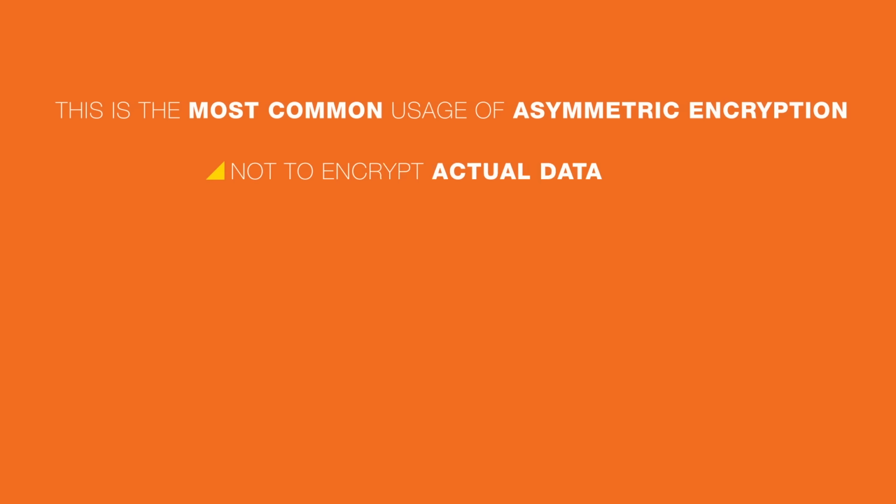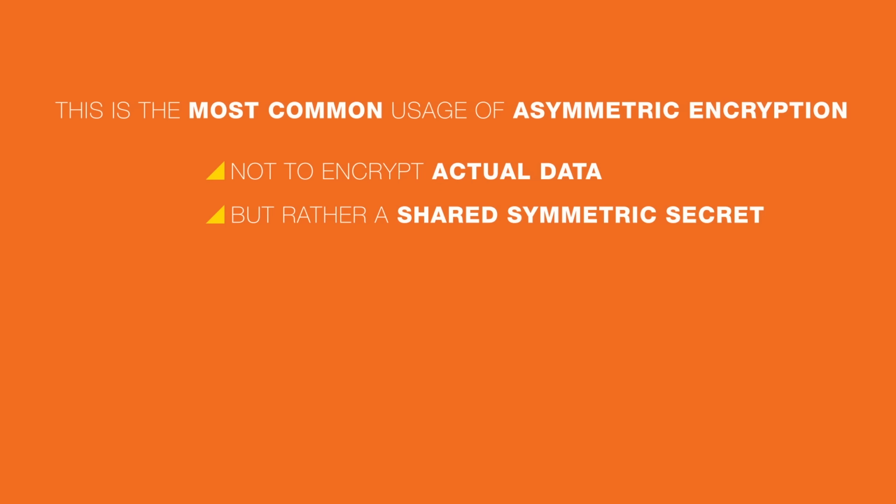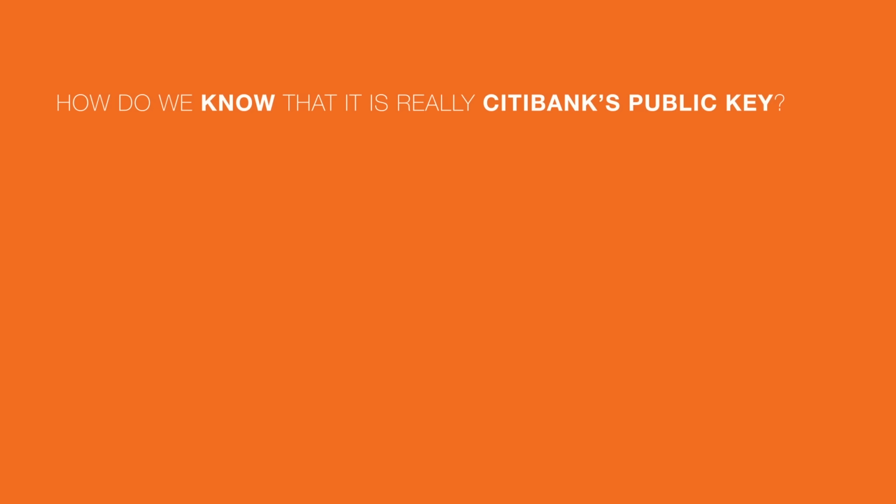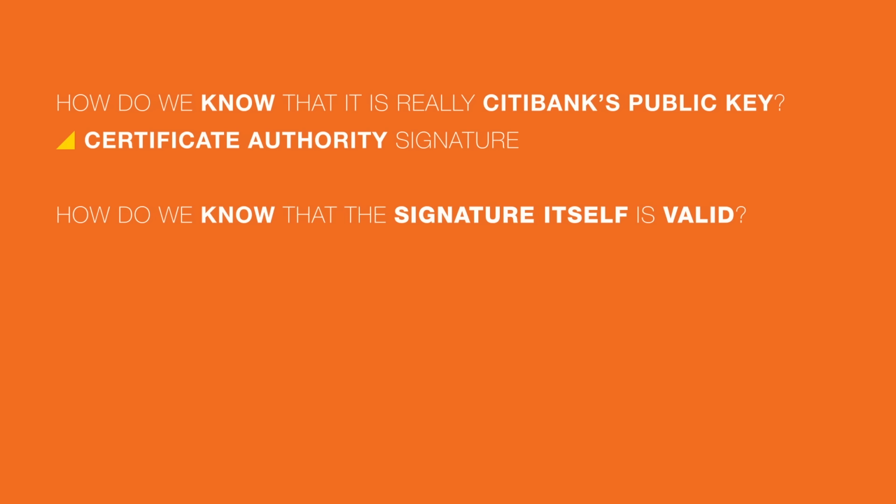In fact, this is the most common usage of asymmetric encryption, not to encrypt actual data, but rather a shared symmetric secret. But wait a minute, how do we know that it is really Citibank's public key? Well, we did say that the certificate authority signed the digital certificate, but wait a minute. How do we know that the signature itself is valid?